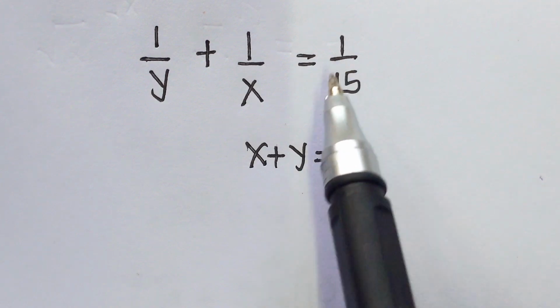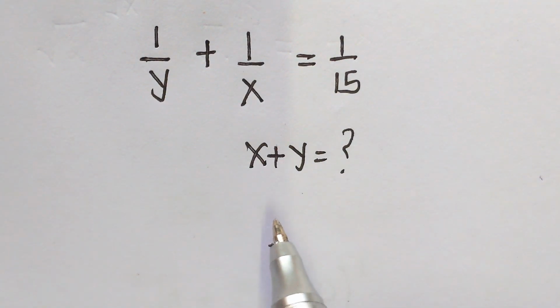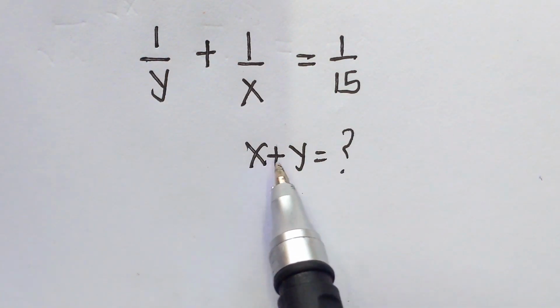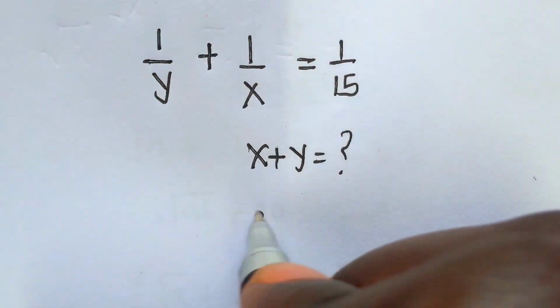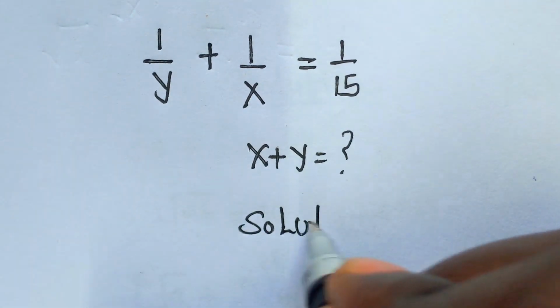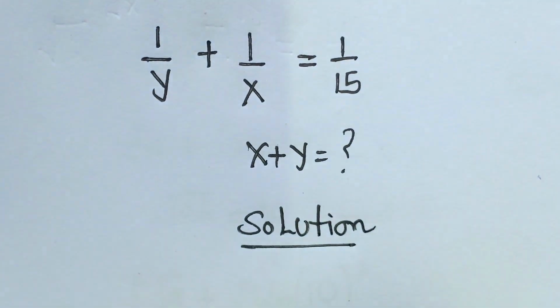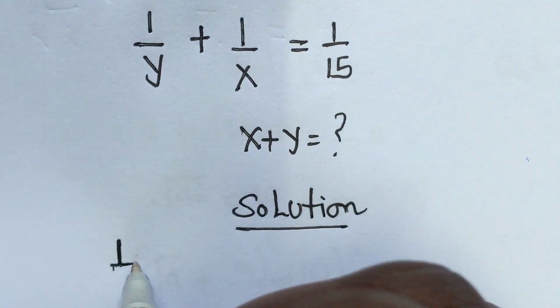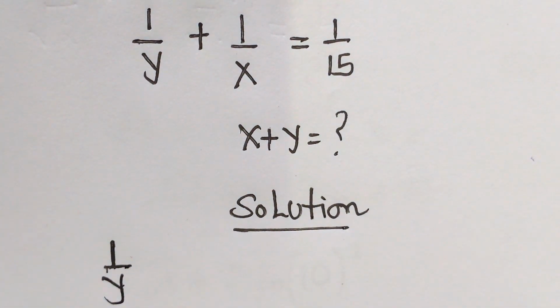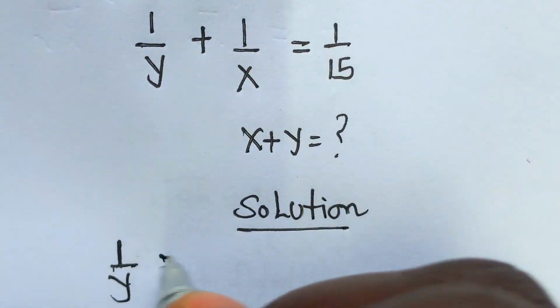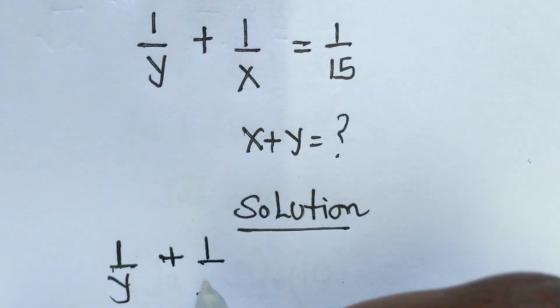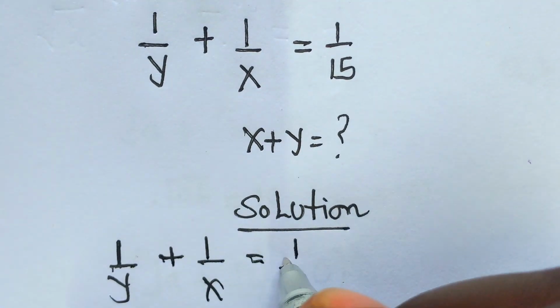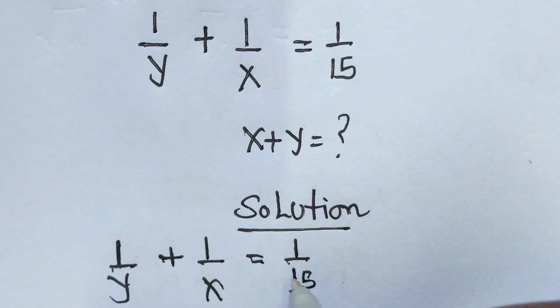1 over y plus 1 over x equals 1 over 15, and we are supposed to find x plus y equals what? Solution. We have to copy what we have: 1 over y plus 1 over x, which equals 1 over 15.